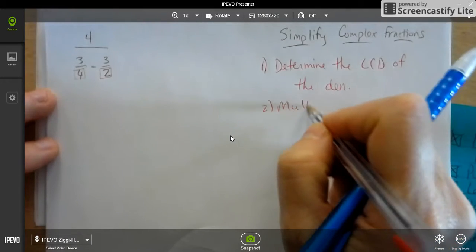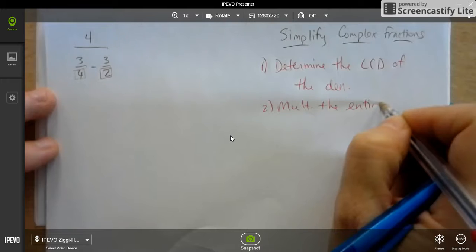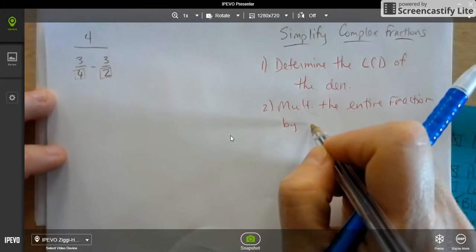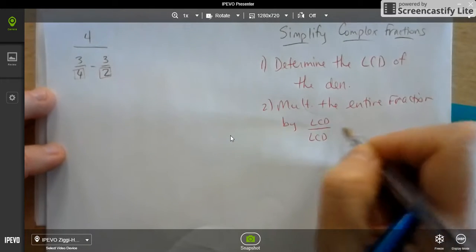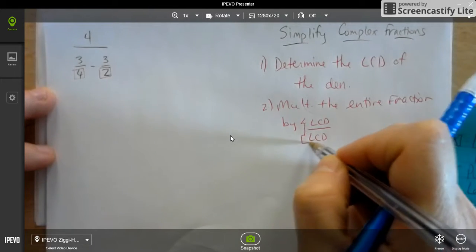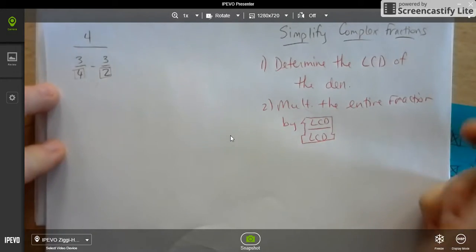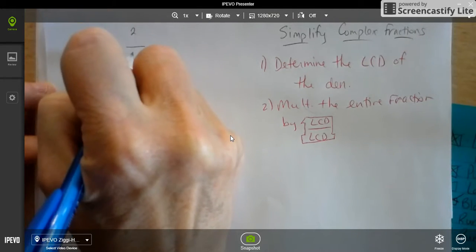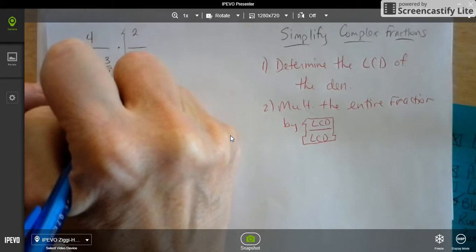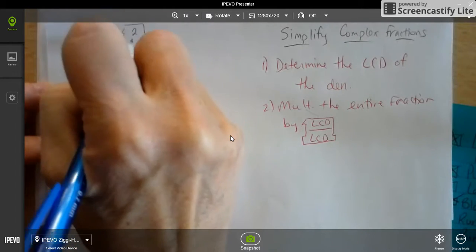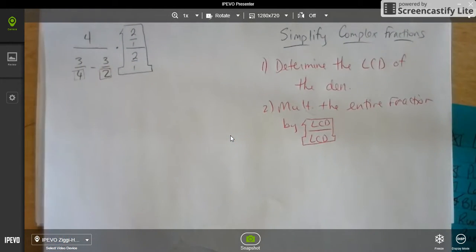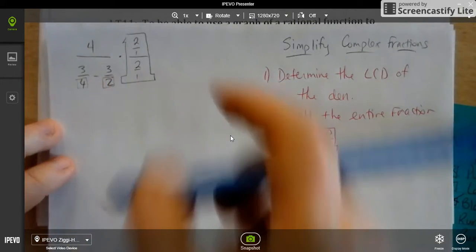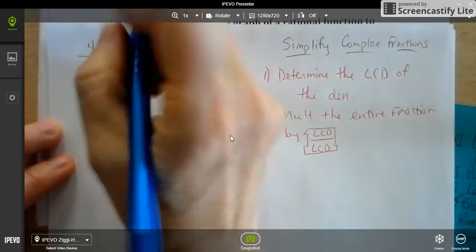Okay, so we're going to multiply the entire fraction by the LCD divided by the LCD. The value of this, then, recall, has a numerical value of 1. So the significance of that is to be able to multiply everything by 1 because it doesn't change the value of anything you're working with. And you might think about these as 4 over 1. The LCD is not 2, but we said it was 4.